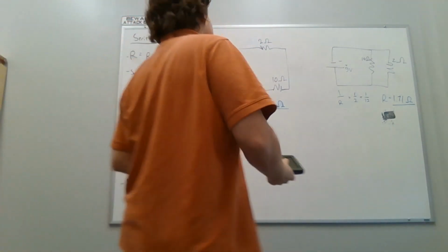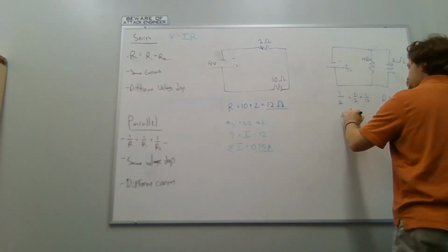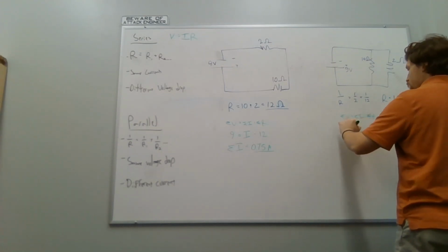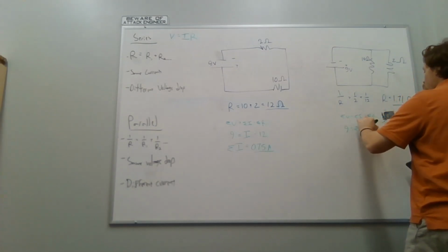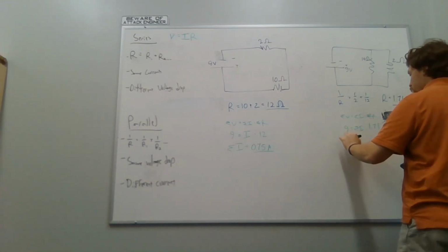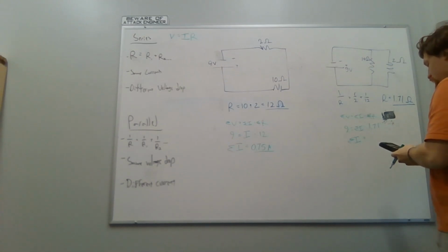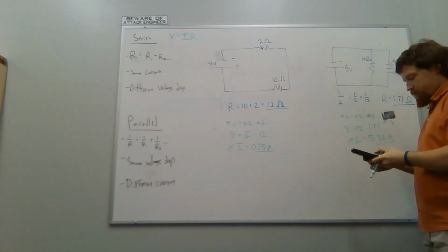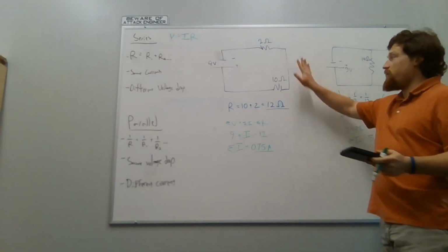Carry my calculator around. Now, in parallel, total voltage equals total current times total resistance. 9 equals total current times 1.71. So our total current is 9 divided by 1.71, which is 5.26 amps, which is a lot. So that's the total current in parallel, total current in series.